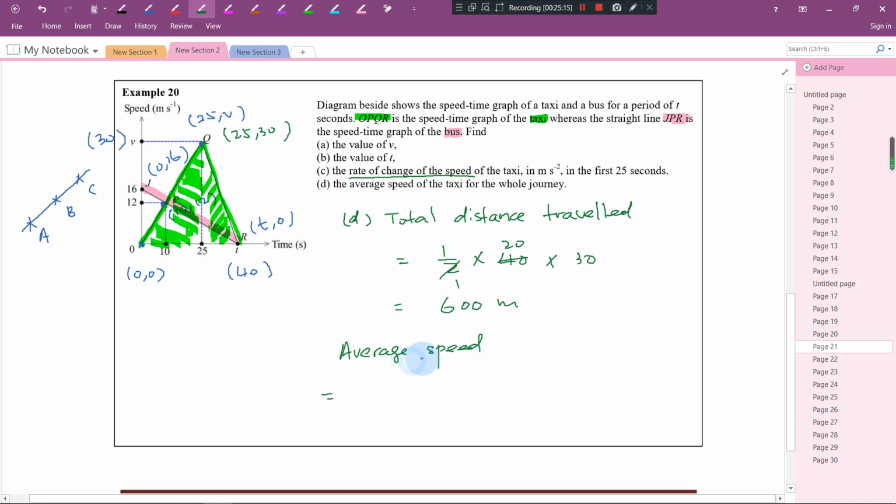Okay, now average speed. Average speed is equal to total distance travel, which is equal to 600 meters, divided by the total time taken, which is equal to 40 seconds. Okay, you can simplify it. Then this is 15 meter per second. Okay, this is the average speed for this taxi.